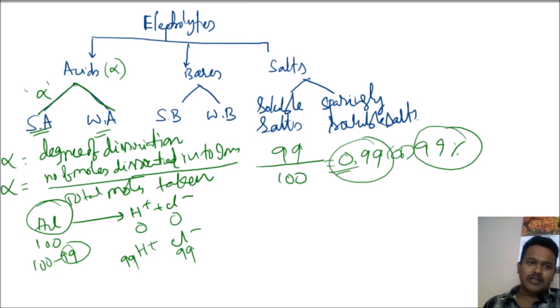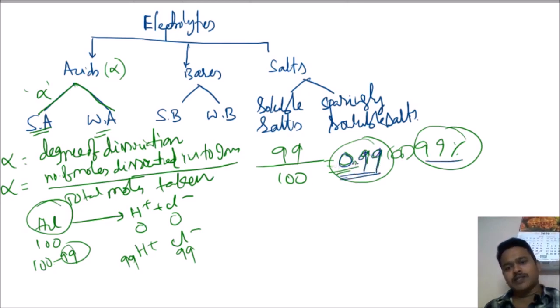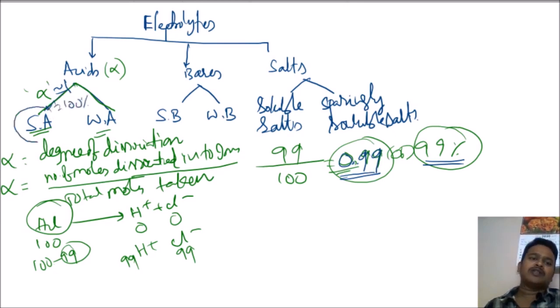Based on this alpha value, those having an alpha value almost 1, that is 0.99, or with percentage 99, almost 100 percent, are called strong acids.